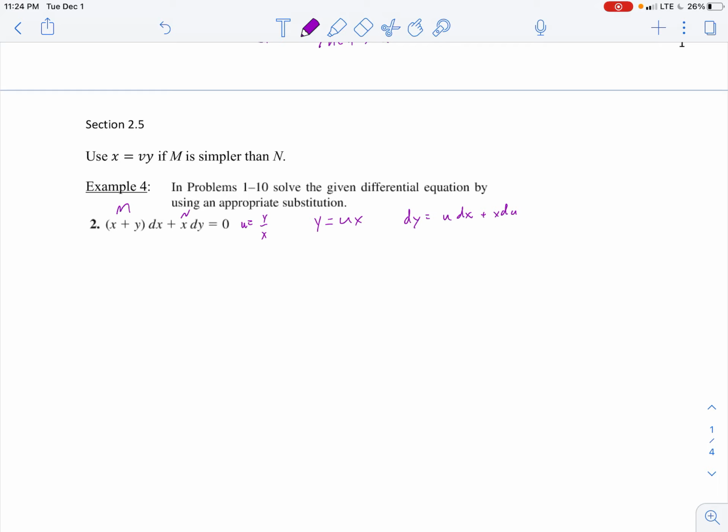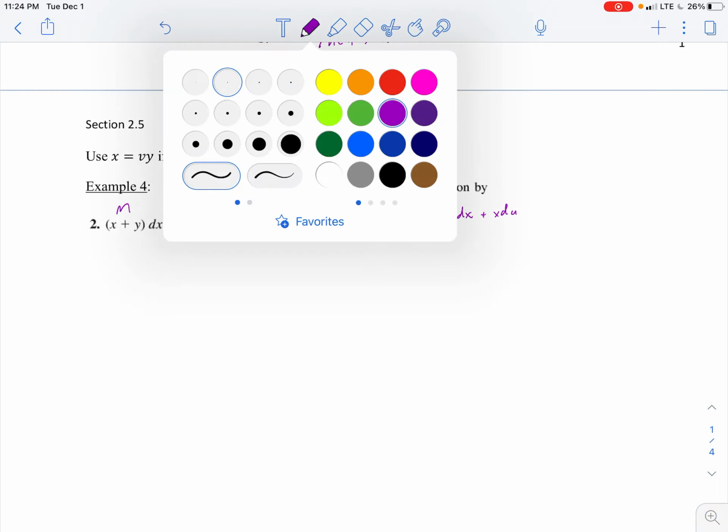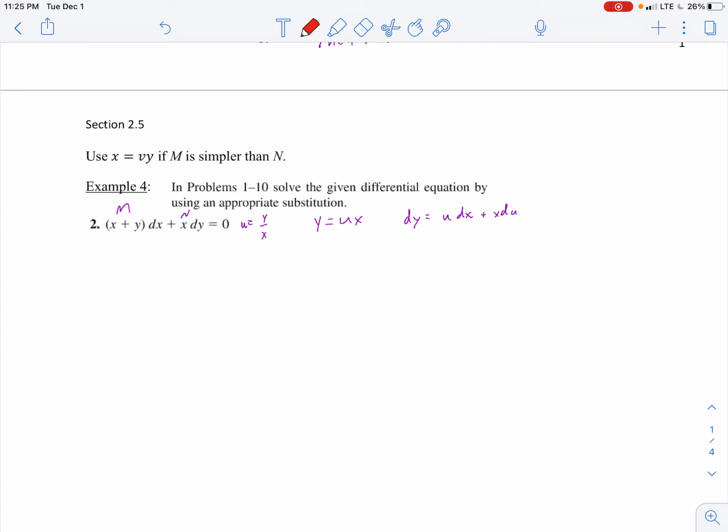All right, let's go ahead and substitute in. So now we're going to use u substitution. So wherever there's a y, we're going to substitute with u times x, and we're going to substitute our dy with u dx plus x du. We're going to keep all of our x's there. So over here on the left, we're going to have x plus ux dx plus x times dy, and dy is u dx plus x du, and that's equal to 0.